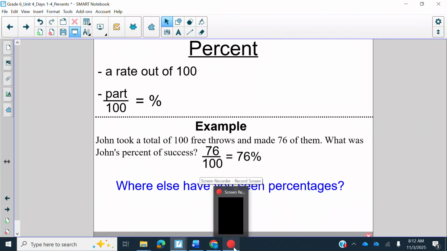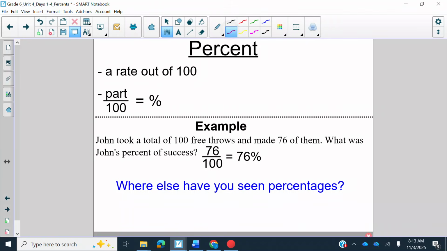So here's some examples, which you can also put down. Here's the first example. It says John took a total of 100 free throws and made 76 of them. What was John's percent of success? So you see from the notes that percent is always out of 100. We have to have the denominator out of 100. The top number is the part, like what you're looking for. He made 76 of them, so 76 out of 100 is 76%. So that is how you make a percent.